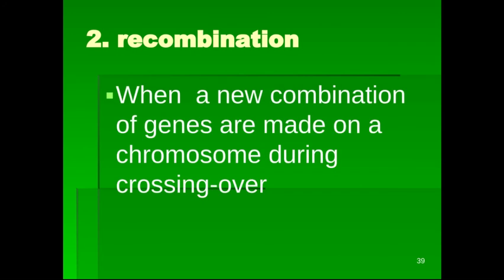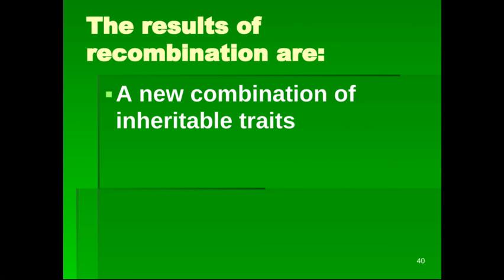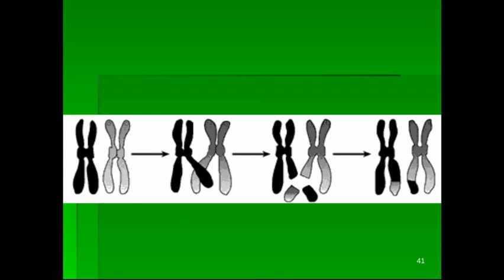Another factor that increases variation is recombination. It's when a new combination of genes is made on a chromosome during that crossing over. And because of that, you can get new combinations of inheritable traits that were not available before. It increases genetic variation.